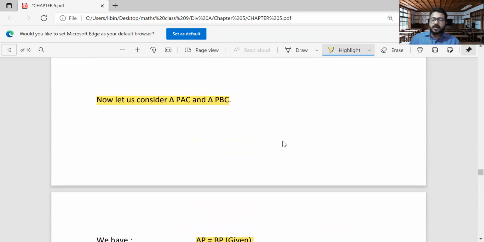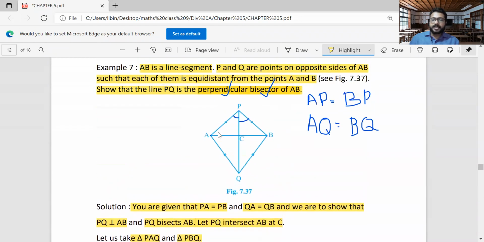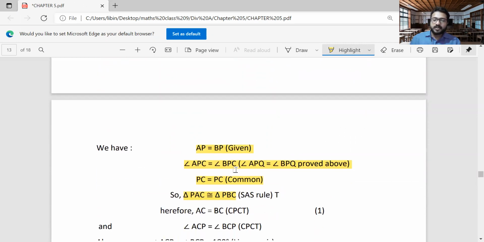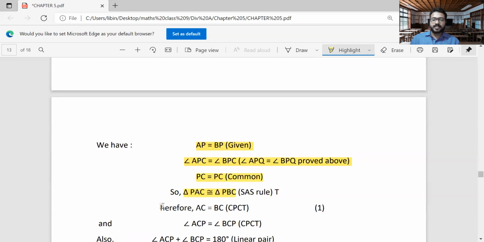Okay, now what can we say? AC is equal to BC, by using CPCT. Clear? As I told you earlier, if we want to prove that PQ bisects AB, one thing is AC is equal to BC. So we have already proved it. AC is equal to BC, and we are calling it equation 1.